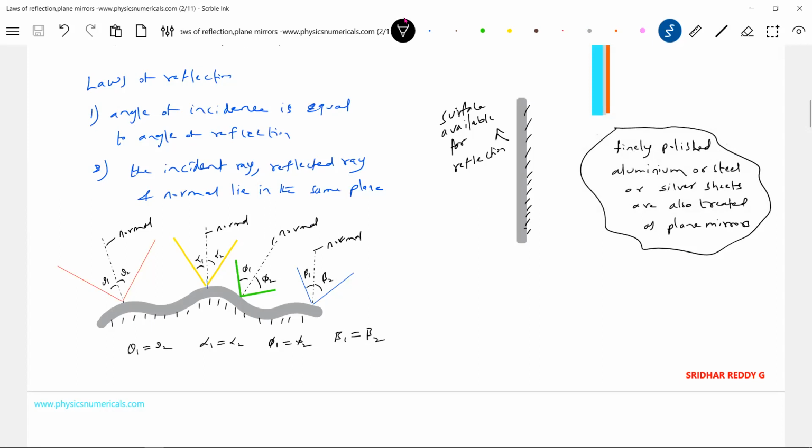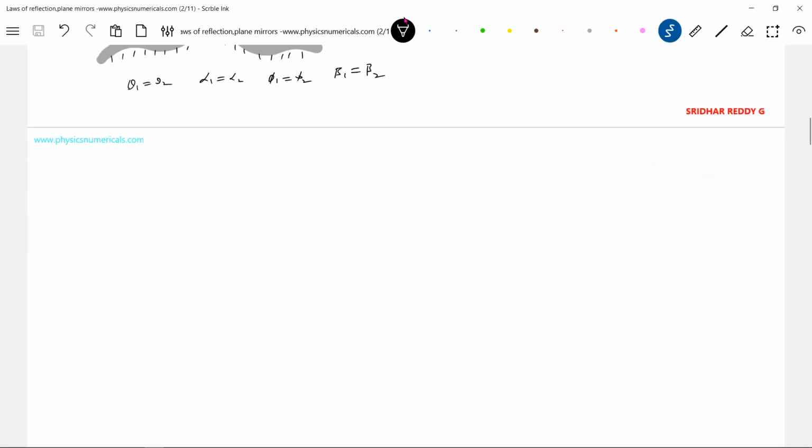Okay, this is about the basic idea of the mirror. Again, for reflection, we have two types of reflection. One, a regular reflection.